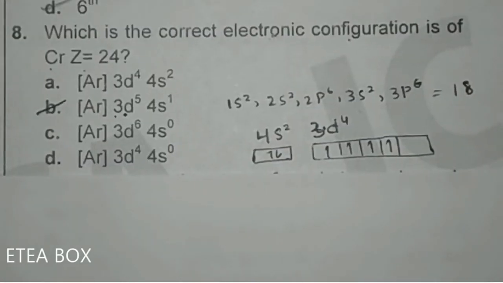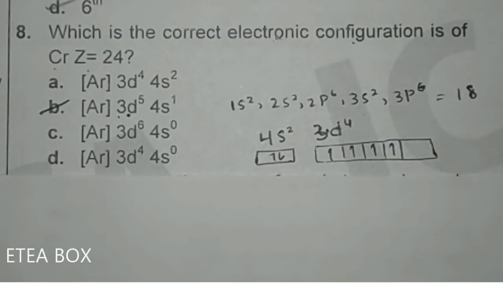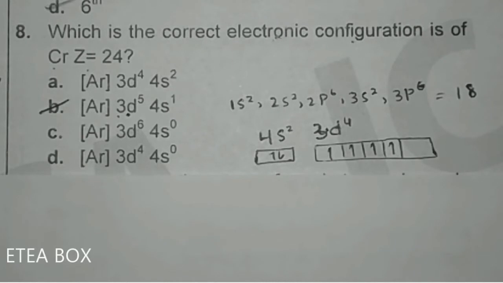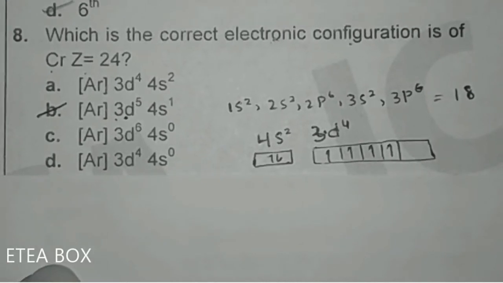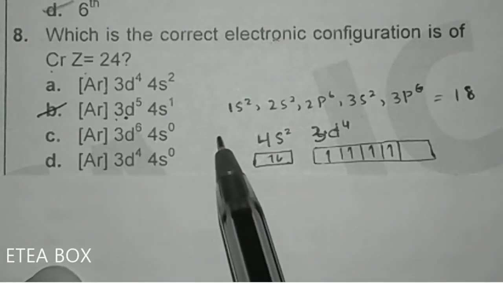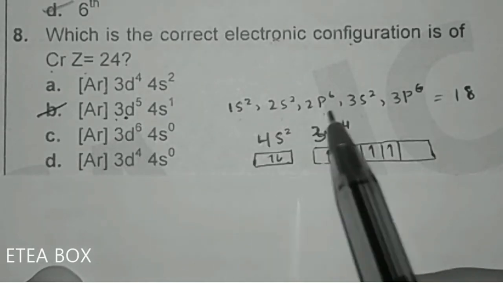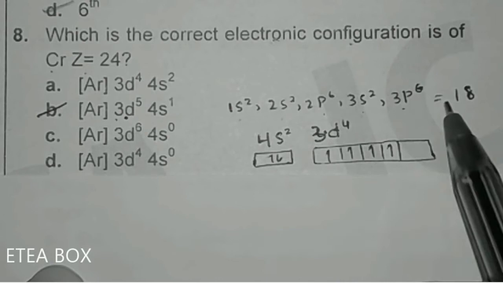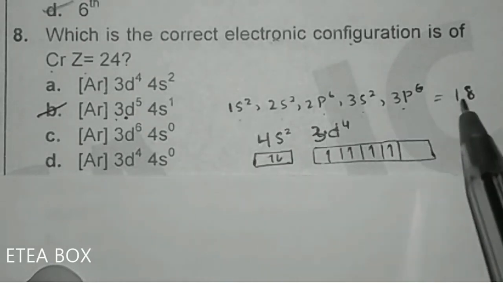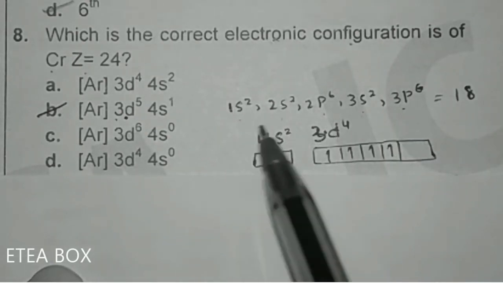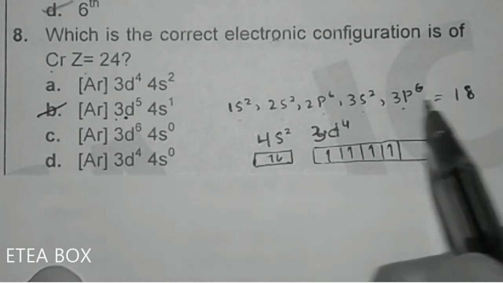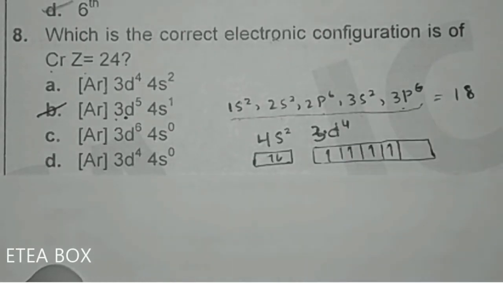Which of the following is the correct electronic configuration of chromium? Atomic number is 24. Now we know that chromium belongs to the 4th period, and the 4th period starts from 19 and ends at 36. When it starts from 19, it means that 1s2, 2s2, 2p6, 3s2 and 3p6, which is equal to 18, will be common in all the elements of the 4th period. So instead of writing this, we simply write argon, because the atomic number of argon is also 18.